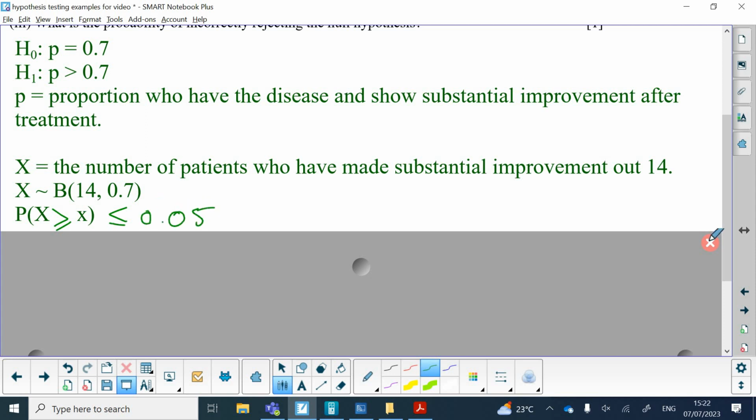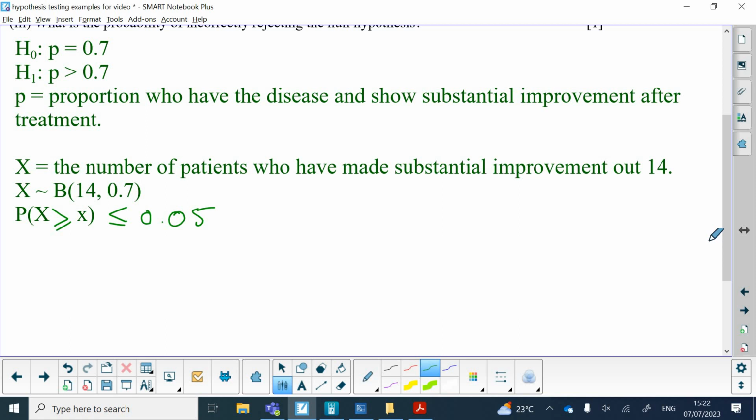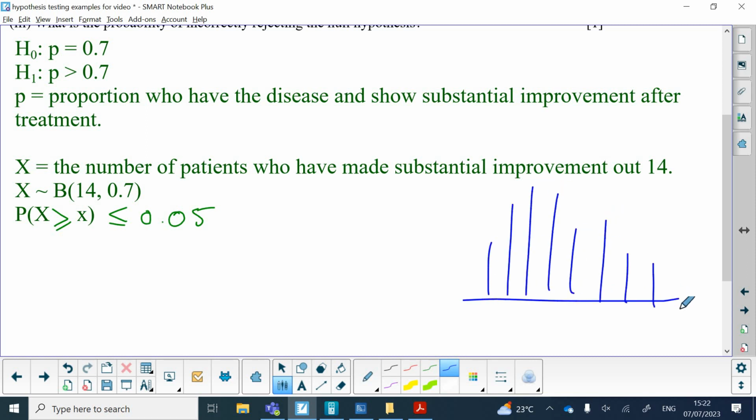Okay, so we can use our calculators to work out this value of x. Let's have a little sketch of what's going on. So here's some binomial values. Okay, now if we have the value of x, then we're going to reject the null hypothesis. So we know that this probability here would be less than 0.05. I could have any number that's greater than or equal to that value, but we're going to find the smallest possible value of x so that we reject the null hypothesis.